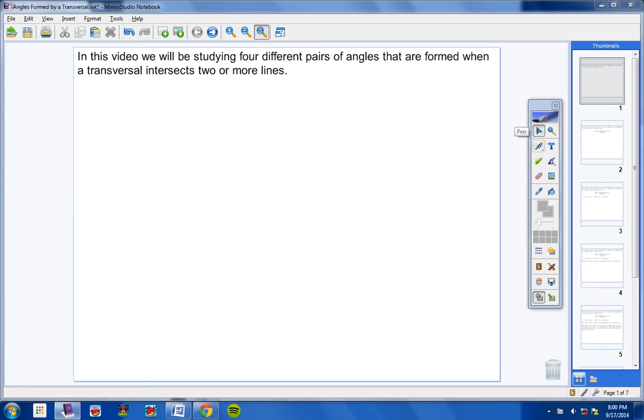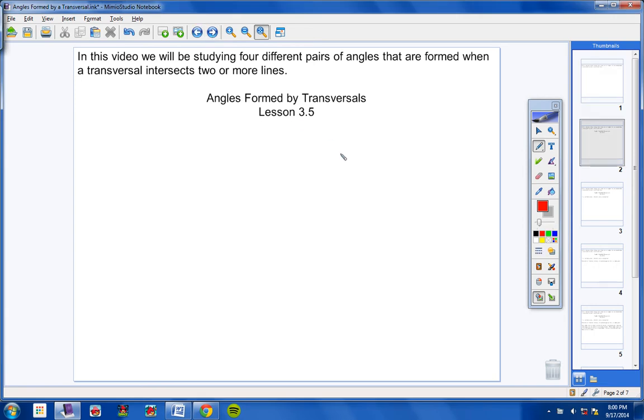But what we're going to mainly focus on today are the 4 different pairs of angles that are formed when a transversal intersects 2 or more lines. Okay. With that in mind, go ahead and copy down your heading for today, please. Your heading is angles formed by transversals, lesson 3.5, and include today's date. Okay? Again, angles formed by transversals.